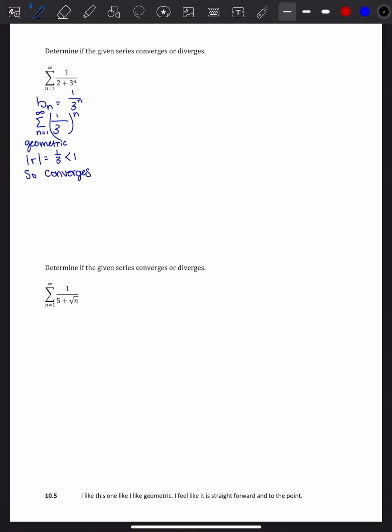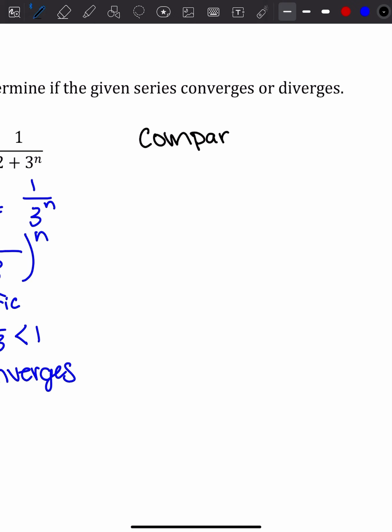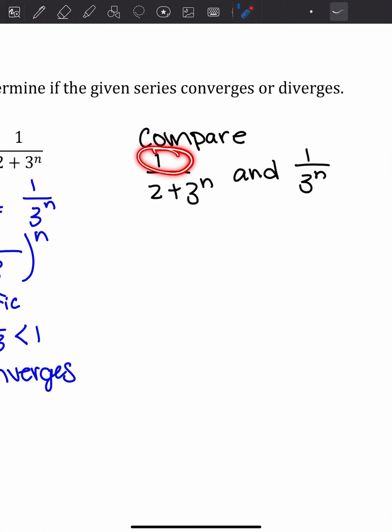So now what we need to do is compare 1 over 2 plus 3 to the n and 1 over 3 to the n power. One thing that we want to look at first is to make sure that these are both bigger than 0. This is always going to give us a positive value, even when we put in a negative value for n, but we're not going to because we're looking at 1 to infinity. And then we're adding 2 to it, so it's going to be positive. We have a positive number on top and positive on bottom. So both of these are a positive divided by a positive, which means it's going to be bigger than 0.